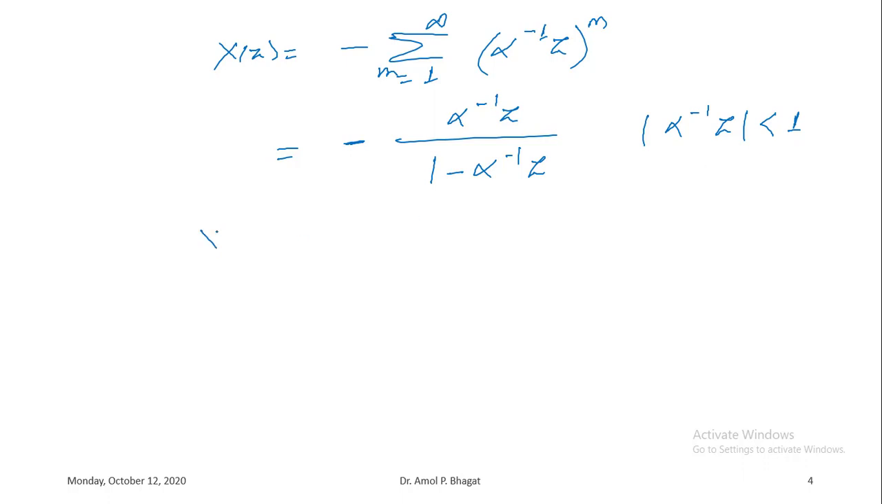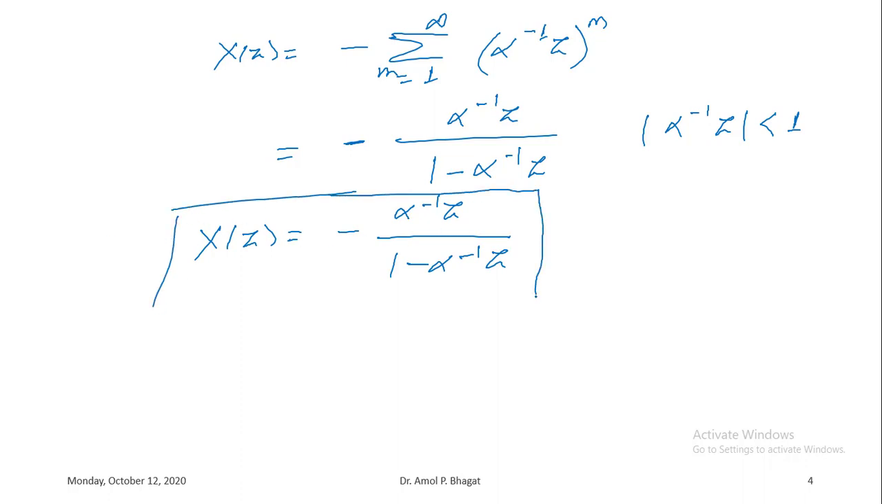Okay, so the final X of z will be minus alpha inverse z upon 1 minus alpha inverse z. This is the required Z transform. And as per this equation, if I'm sending alpha inverse to the right-hand side, it will be 1 upon alpha inverse. If I'm taking it in the numerator, it will be alpha simply. So mod z will be less than alpha. So this will be the ROC.